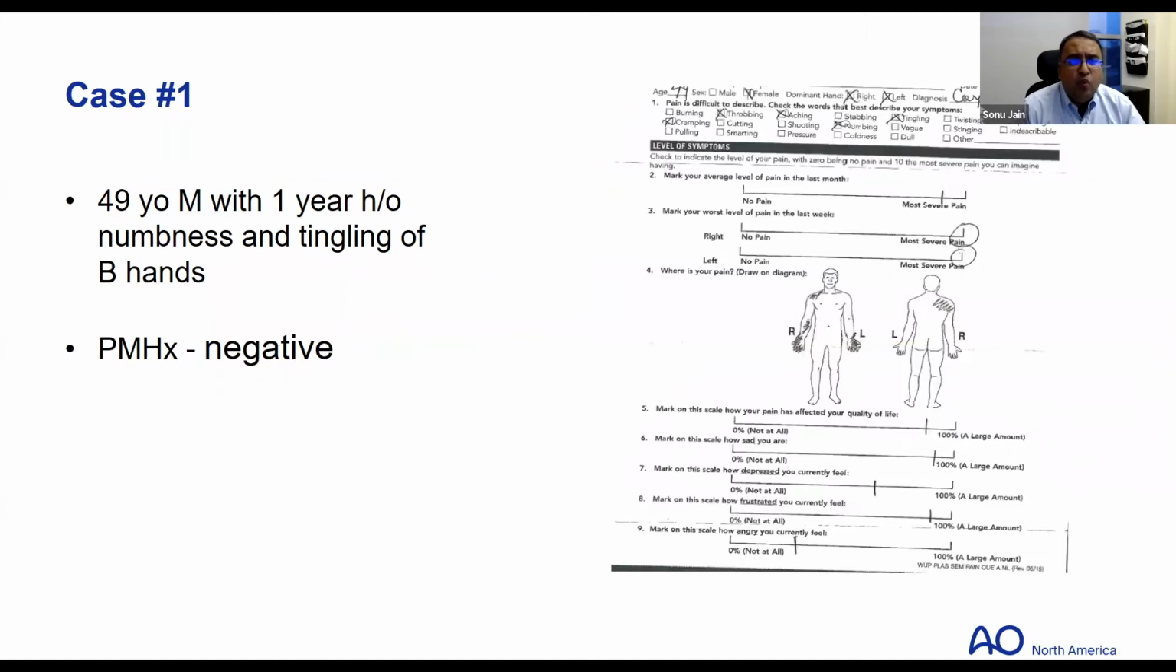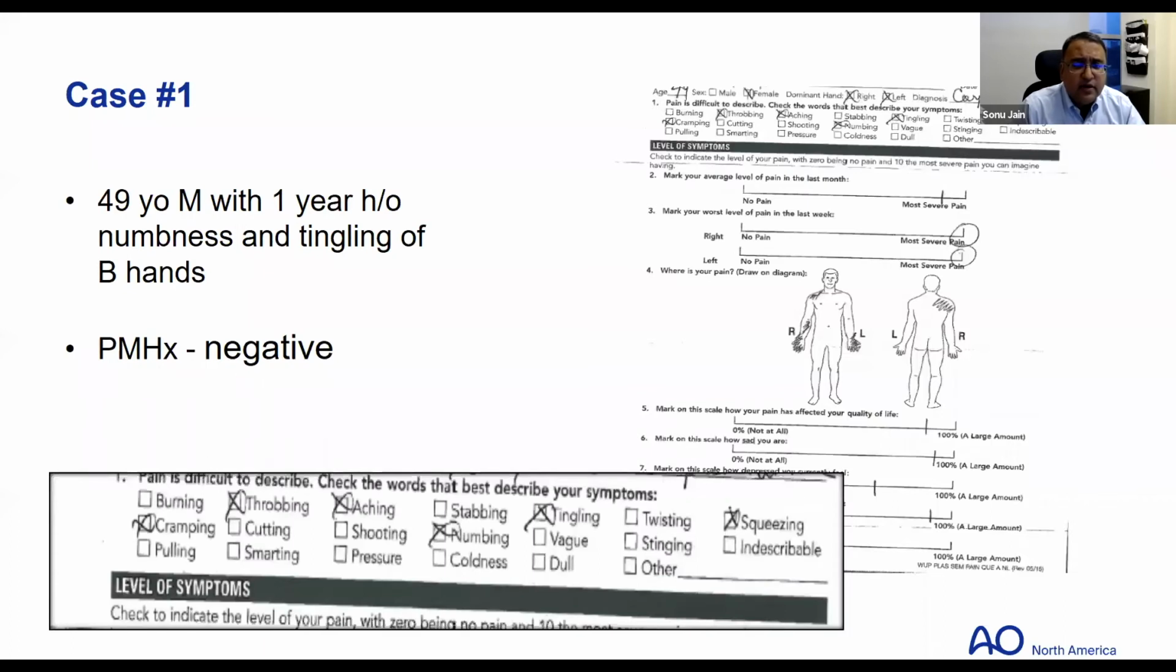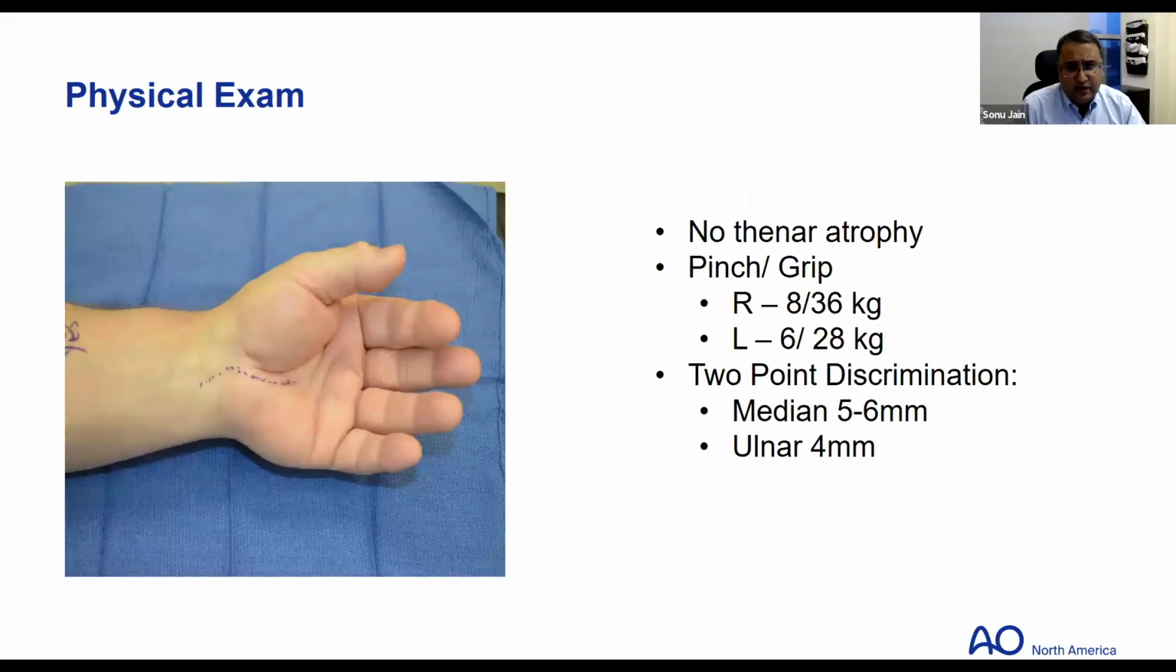So, case one, we have a 49-year-old male with a year history of numbness and tingling in bilateral hands, no significant past medical history. You can see the symptoms of tingling, numbness, cramping. And on exam, no thenar atrophy, but a little bit decreased pinch and grip, and 2 points, not too bad.